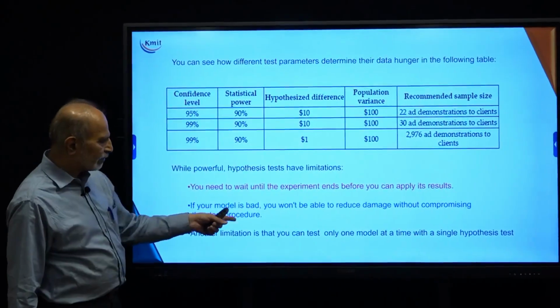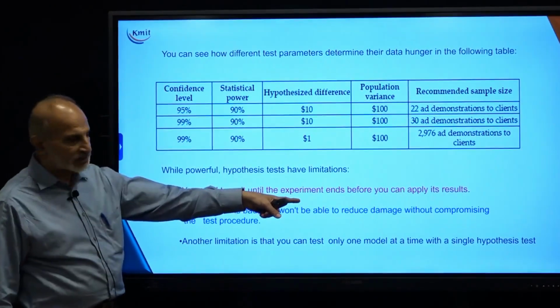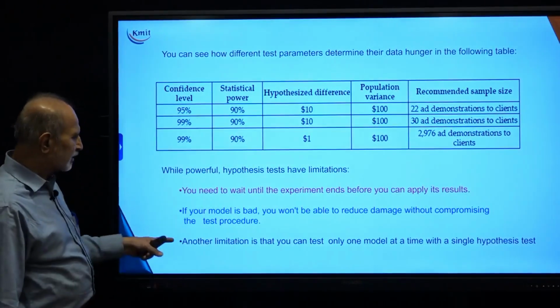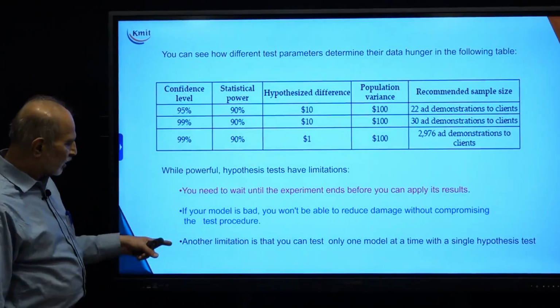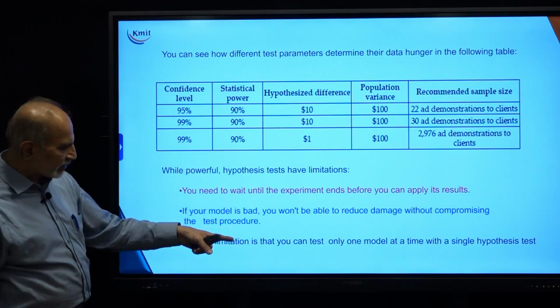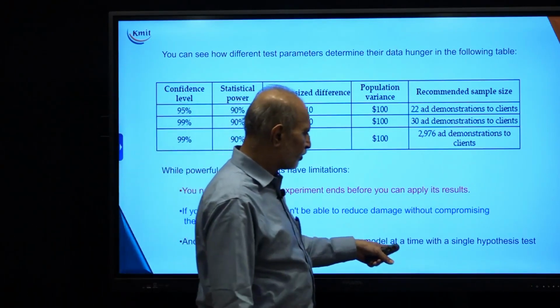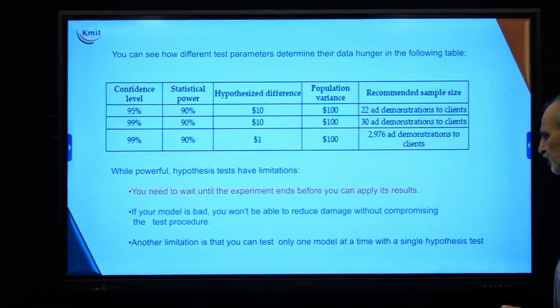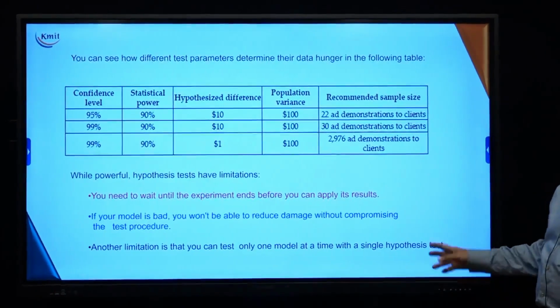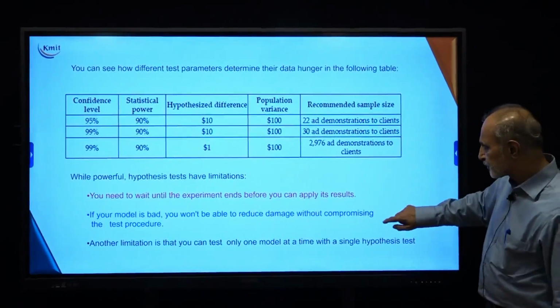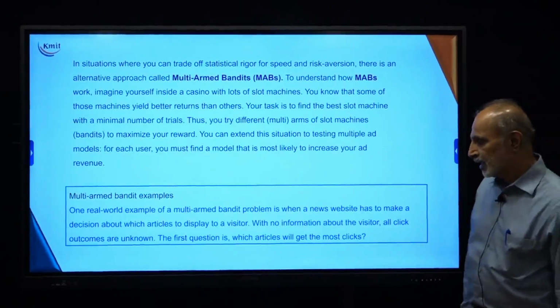So, if your model is bad, you won't be able to reduce the damage caused by the model without compromising the test procedure. And the third limitation is that you can test only one model at a time with a single hypothesis test. So, these are the three limitations of our hypothesis.